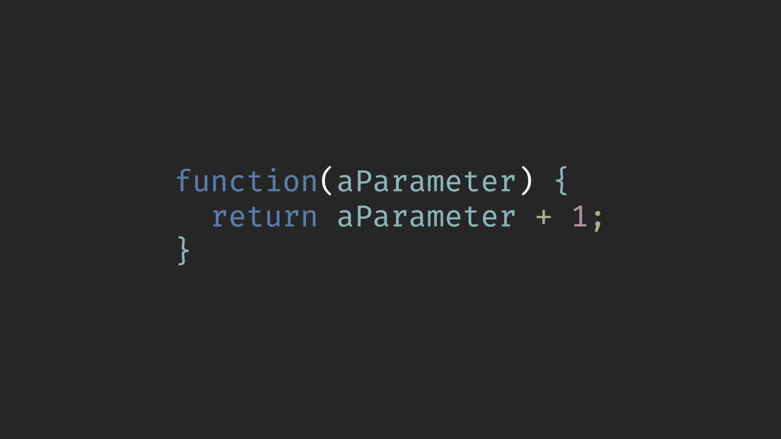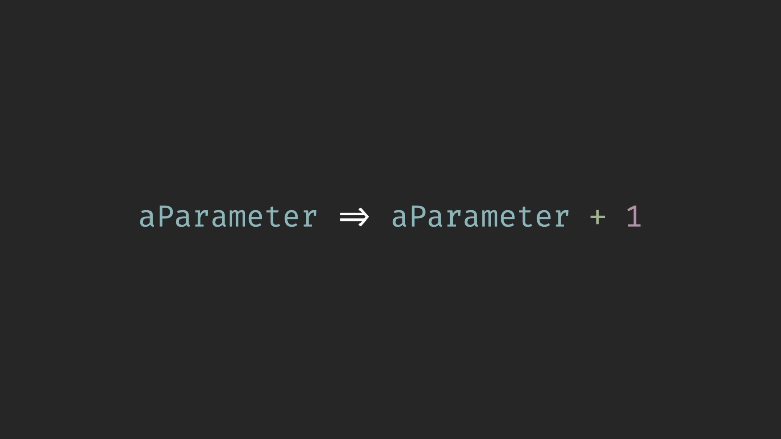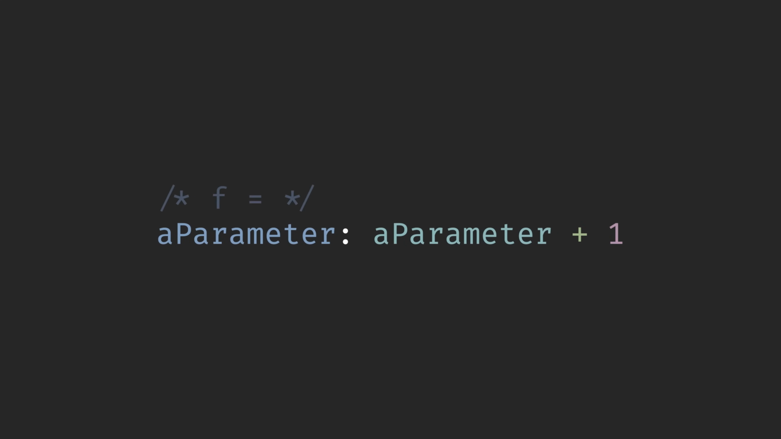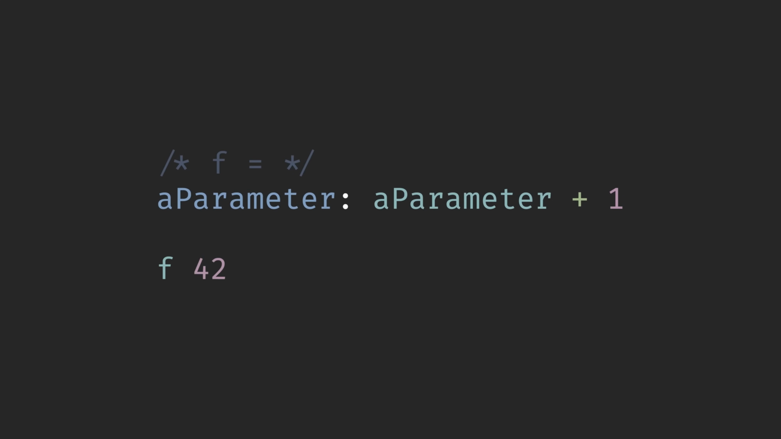This is a long-form JavaScript function. As you may know, there is a shorter arrow function notation in JavaScript, and if you skip the curly braces, the return is implicit. In this form, JS functions and Nix functions only differ in that Nix functions use a colon instead of a fat arrow. Let's say this function is called f. Then you would invoke it like this, without parentheses. This takes some getting used to, especially for nested function calls.